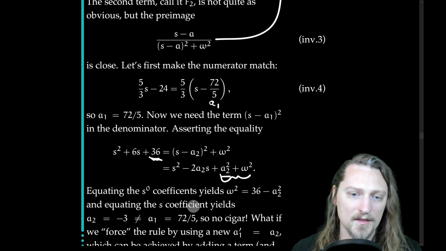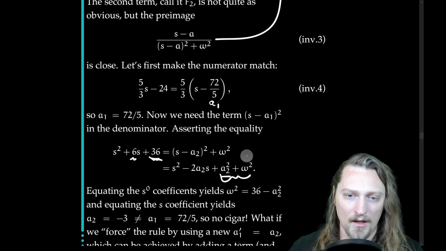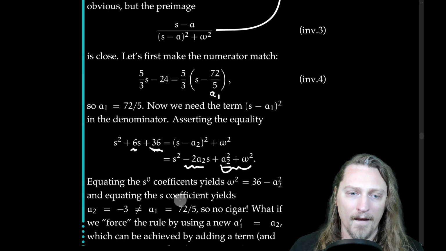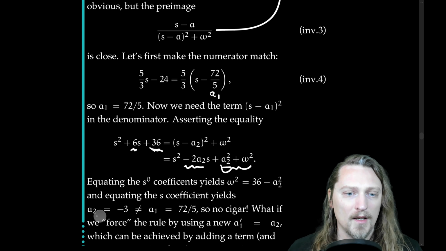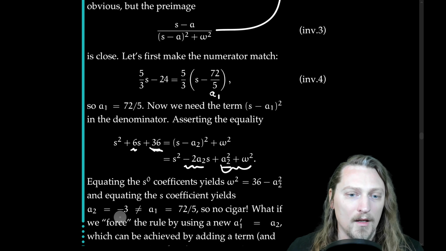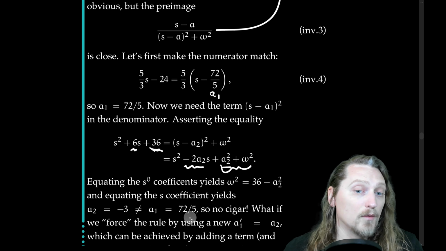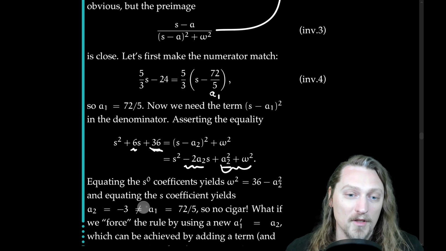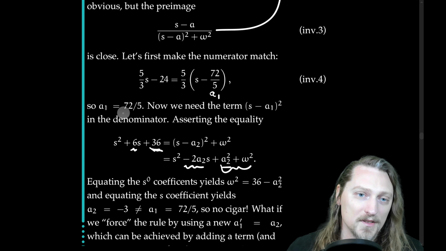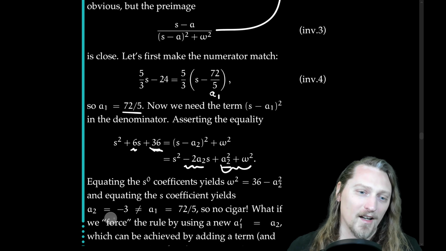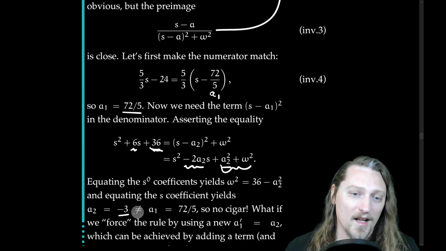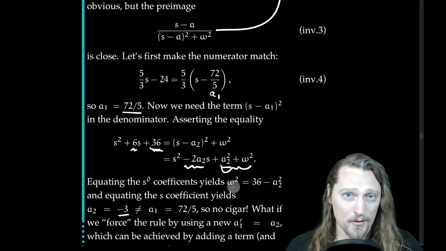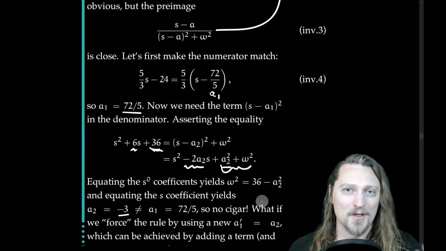If we equate the s coefficients, so that would be 6 and negative 2a2, then we can directly solve for a2, and it's equal to negative 3, okay? That is not 72 over 5, right? We solved for a1 before, and a1 was 72 over 5 for the numerator. Our a2 that we got in the denominator came out to be negative 3. That is not equal to a1, so no cigar, okay? We were hoping that this was just going to work for us.